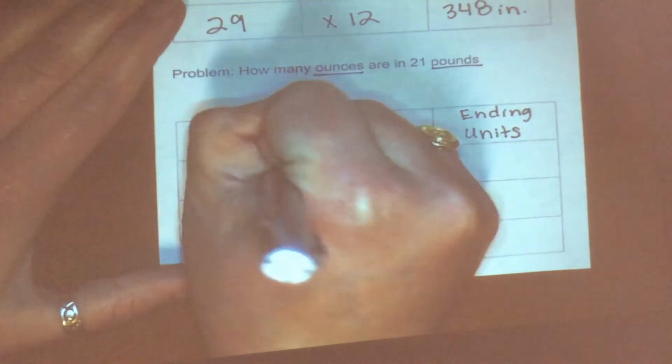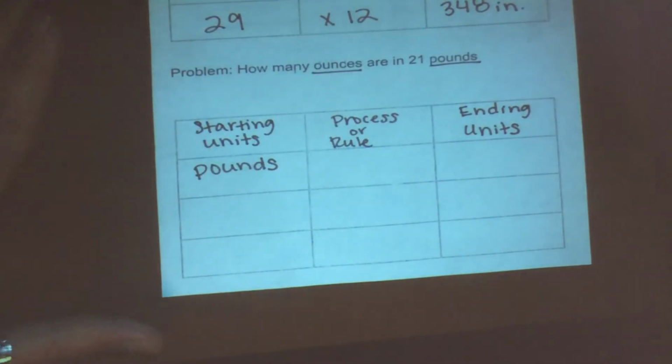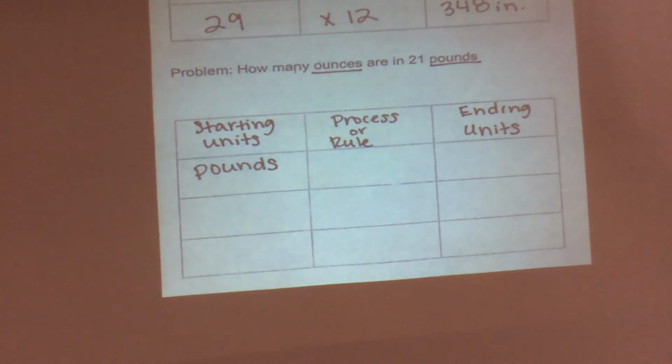It's basically just the same problem that we did yesterday. You can look at your notes from yesterday or today to see the relationship.